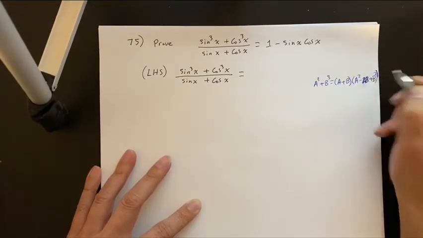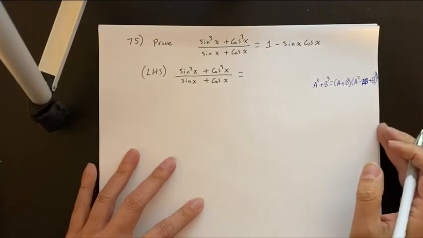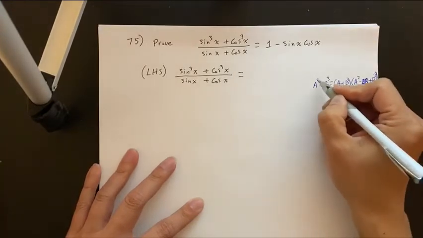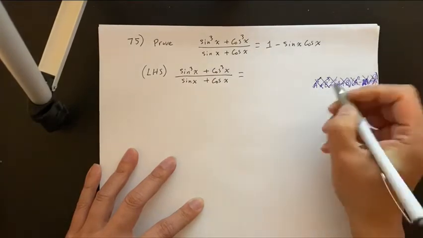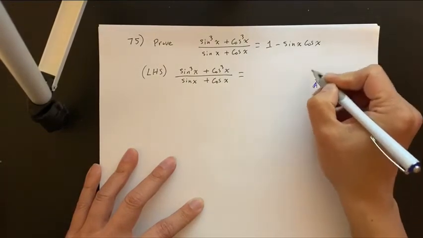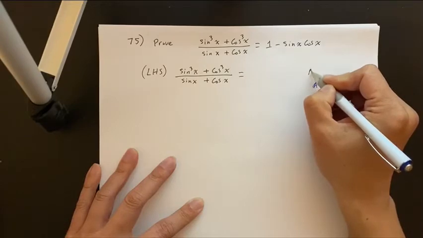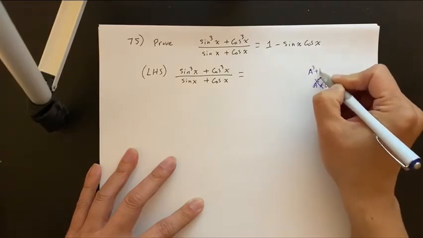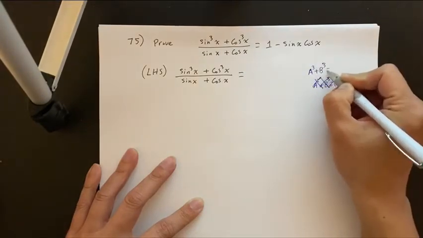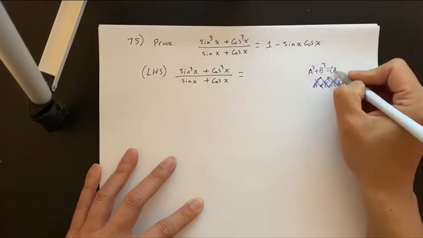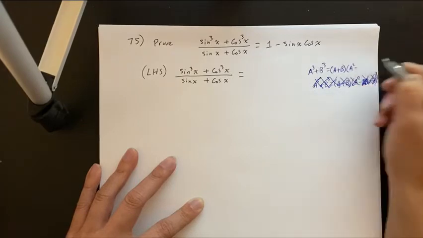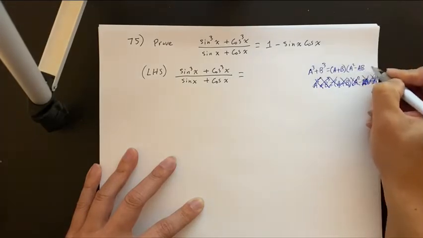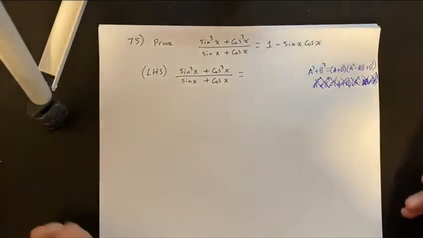Can you see that? That's really bad. Let me just rewrite it. So a to the third plus b to the third is equal to a plus b multiplied with a squared minus ab plus b squared. Okay.